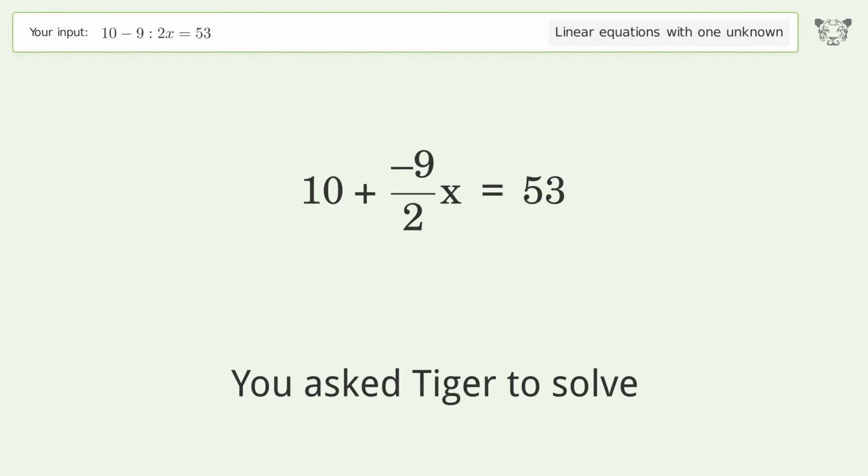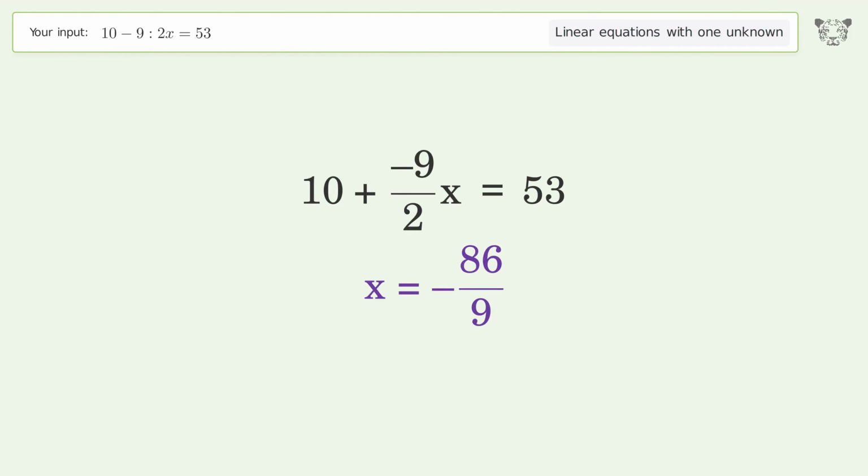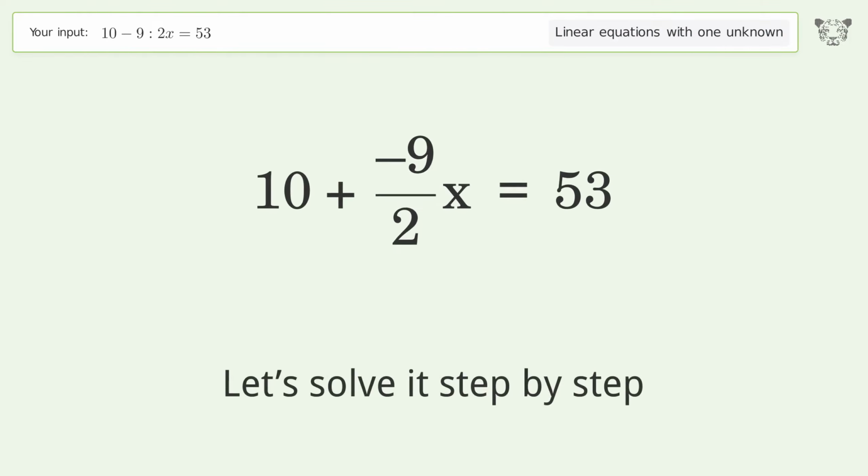You ask Tiger to solve this. It deals with linear equations with one unknown. The final result is x equals -86/9. Let's solve it step by step.